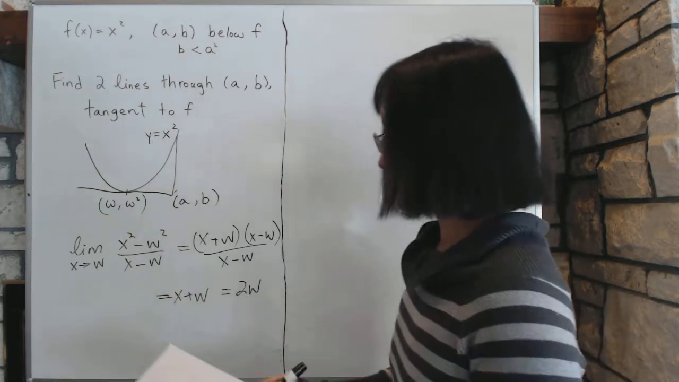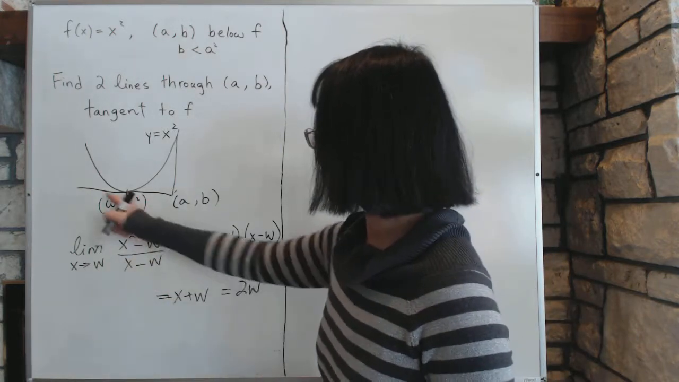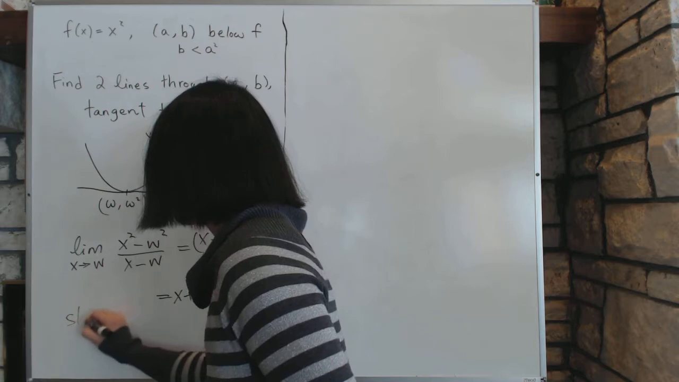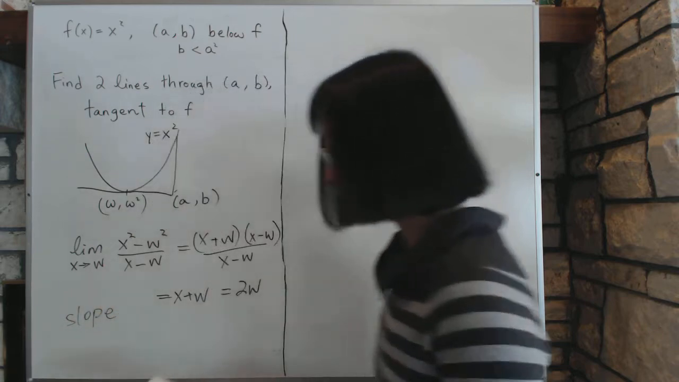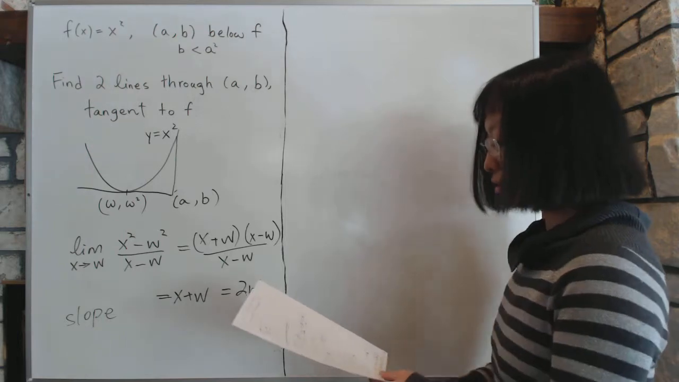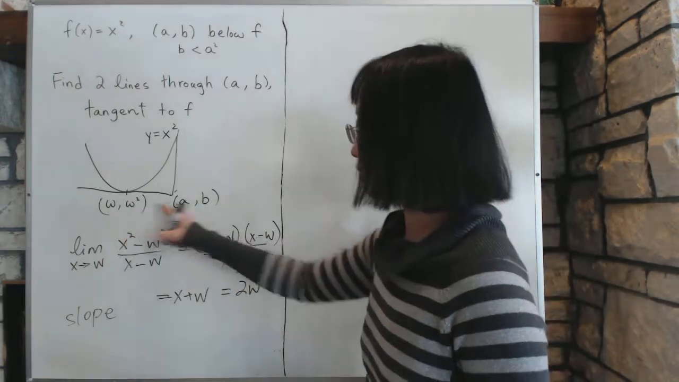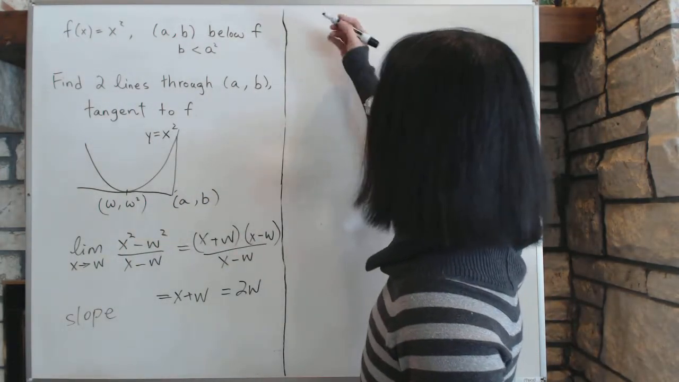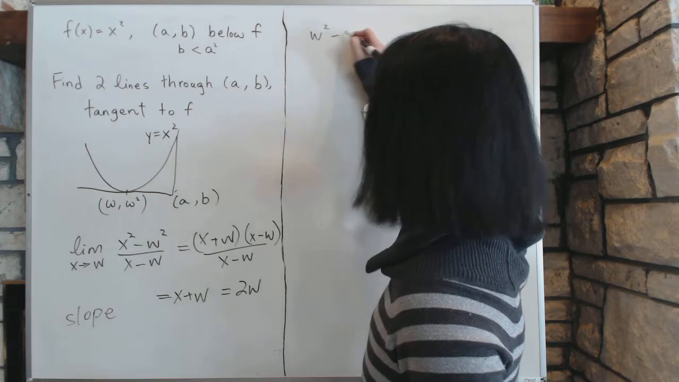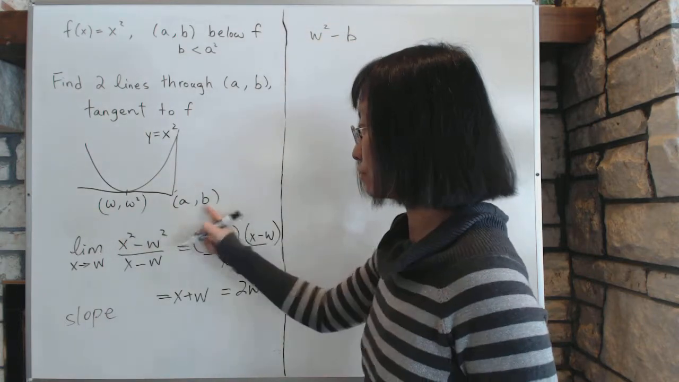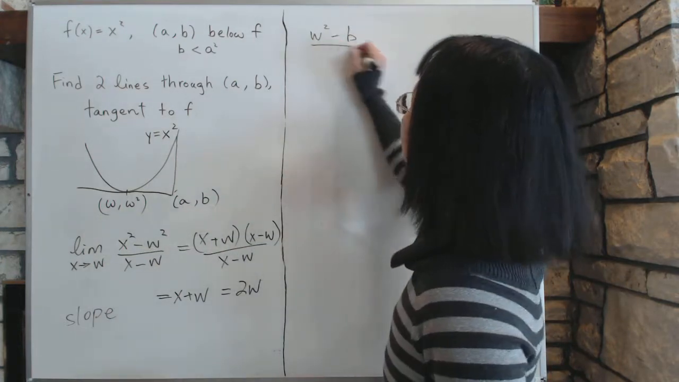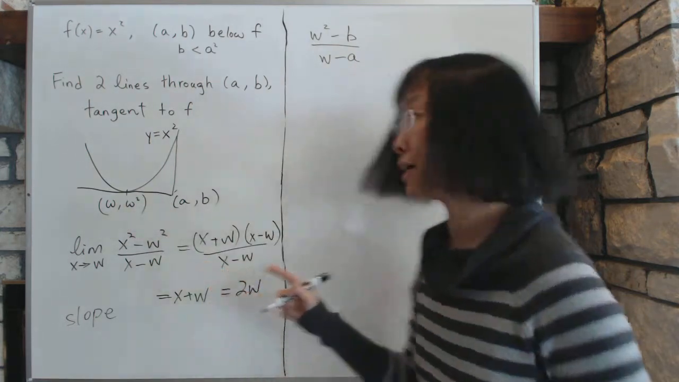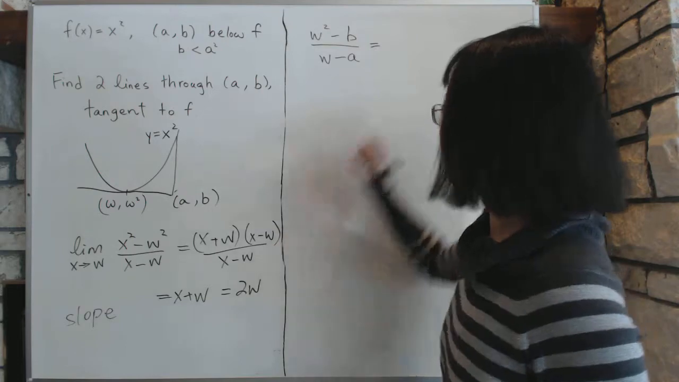Now what does this mean? The limit of this tangent line is actually talking about the slope of the tangent line. So the slope of our tangent line is 2w. The next thing we're going to do is calculate the relationship of this. The slope can also be calculated as w squared minus b, divided by w minus a. This is also the slope of just this line going through (a, b), and that has to be equal to the slope we just calculated.